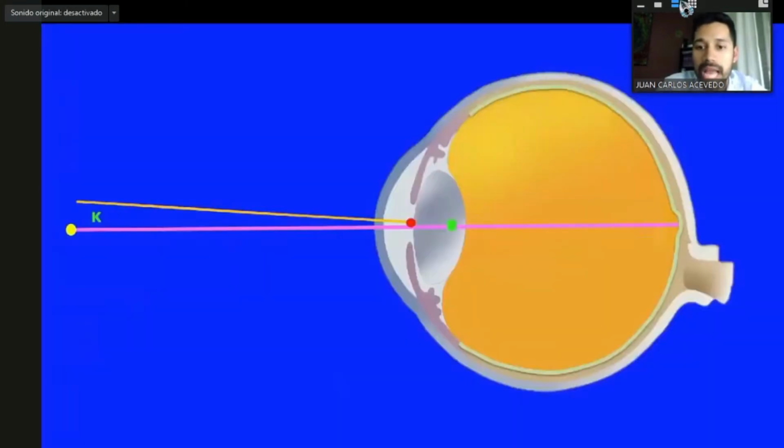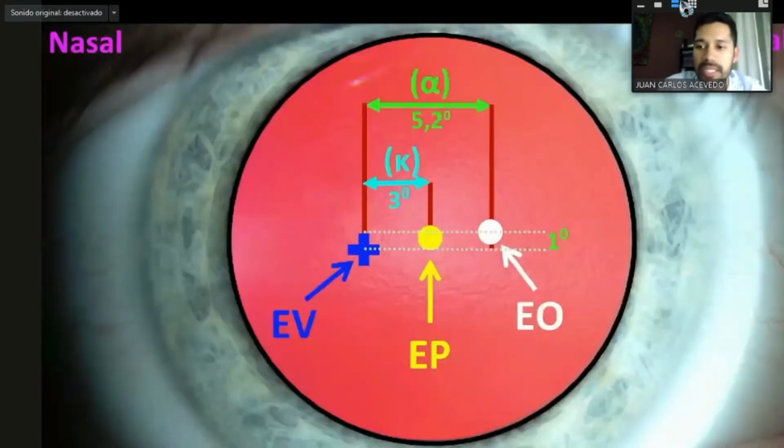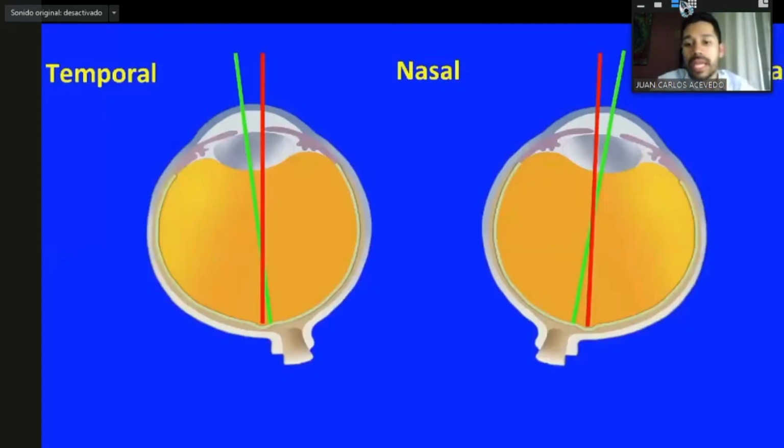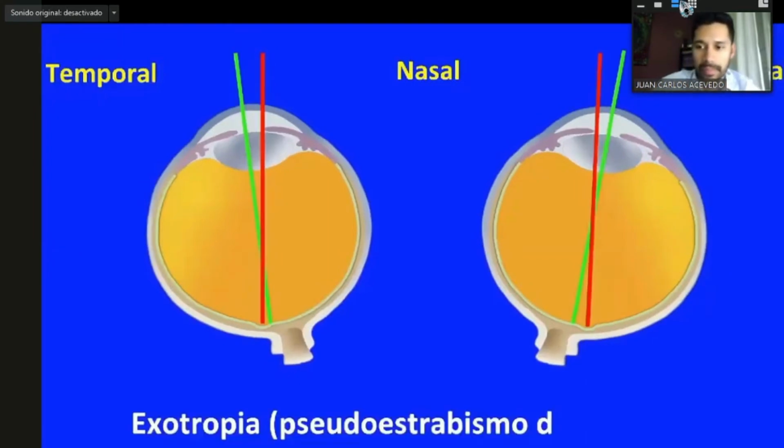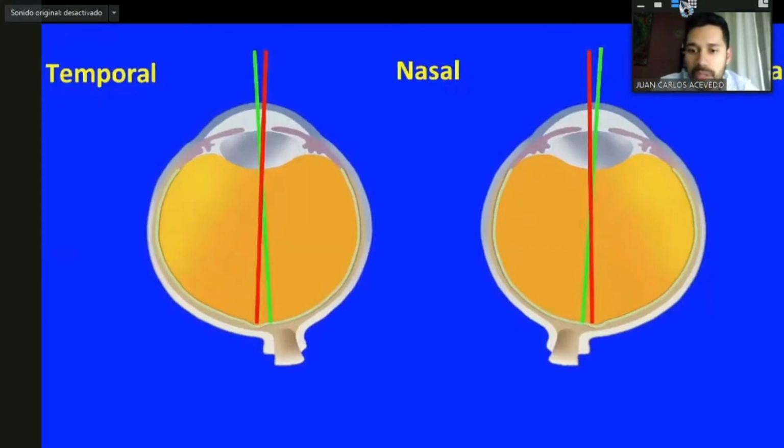The angle kappa is formed between the pupillary and optic axis. Its normal value is less than 5 degrees. Patients with angle greater than 5 degrees may simulate strabismus. For example, positive angle kappa correlates with false exotropia, and negative angle kappa correlates with false esotropia.